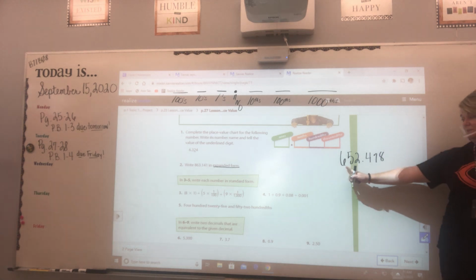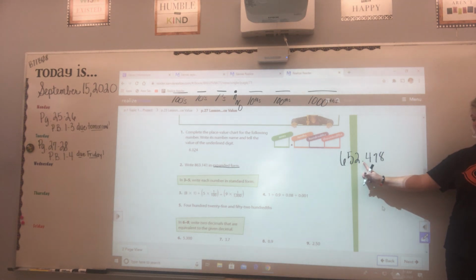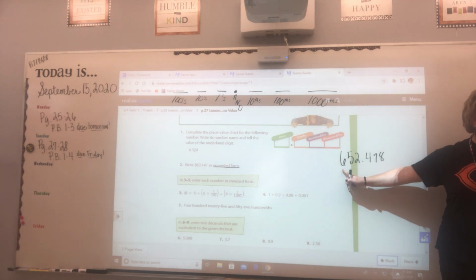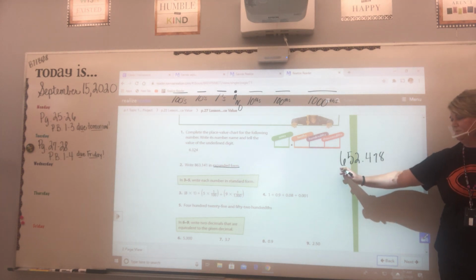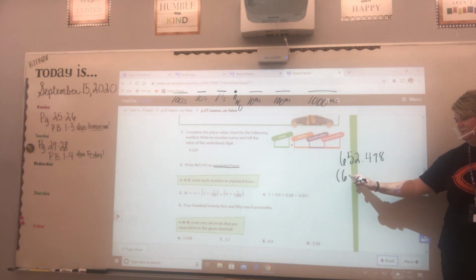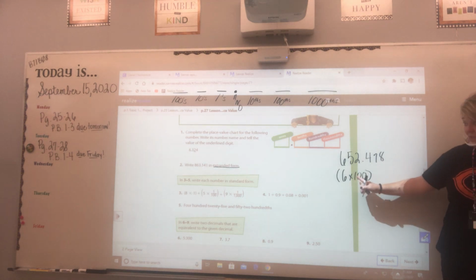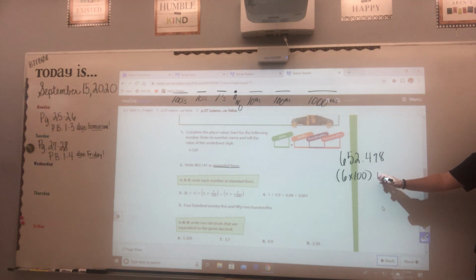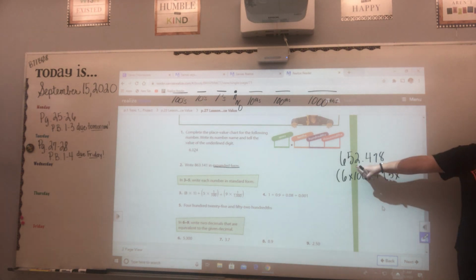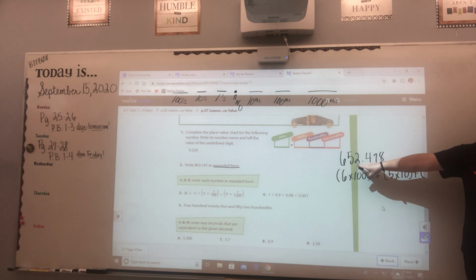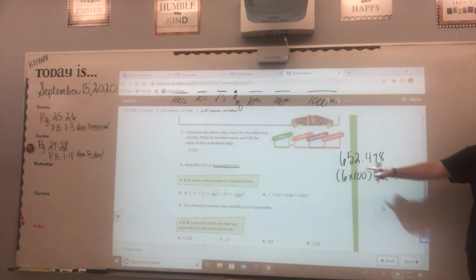Okay, I'm going to take this 6, and I see my decimal right here. This is the ones, this is the tens, this is the hundreds. Shake your head if that makes sense to you. So I'm going to put a parenthesis, and I'm going to say 6 times 100. Why did I put 100 right there? Because it's in the 100 spot. Plus, now I got to do the 5. 5 times, what place is this 5 in? 10. So I'm going to put times 10. Plus, 2 times, what place is this 2 in? The ones.